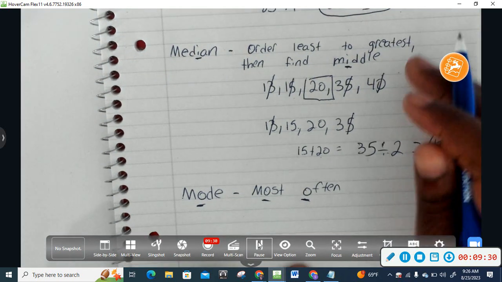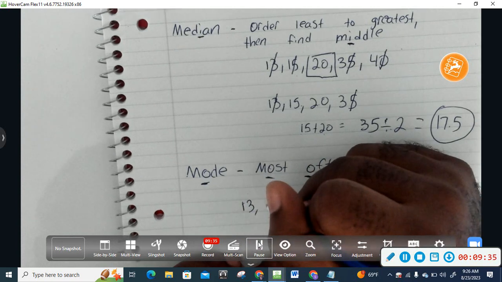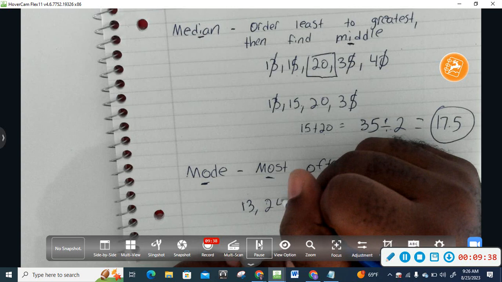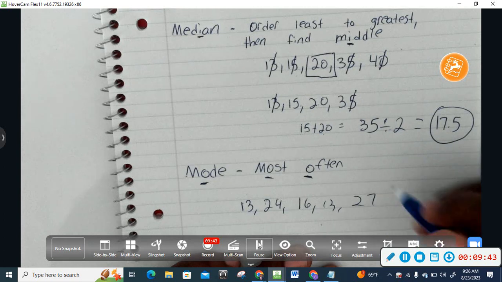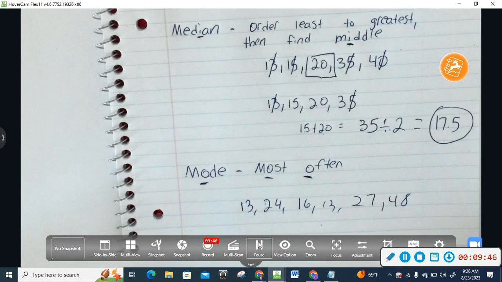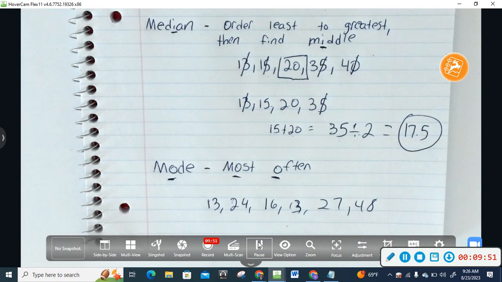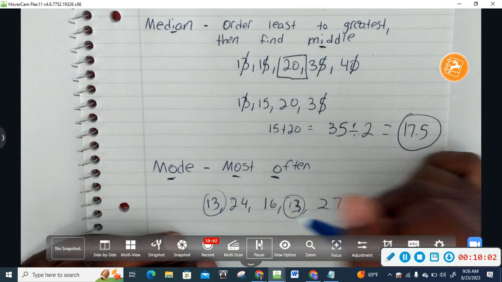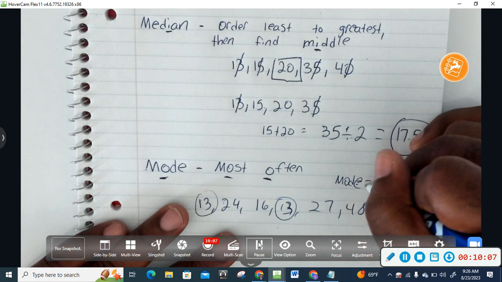So an example. Let's say we got 13, 24, 16, 13, 27, 48. Let's say these are my numbers. Most often means it happens the most. Which one of these numbers appears more than other ones? 13. I see it twice, right? So my mode equals 13.